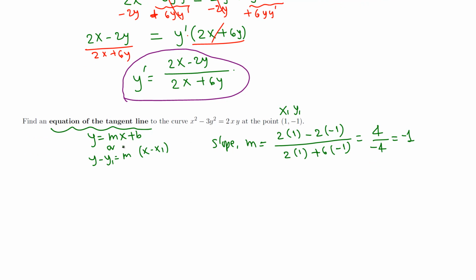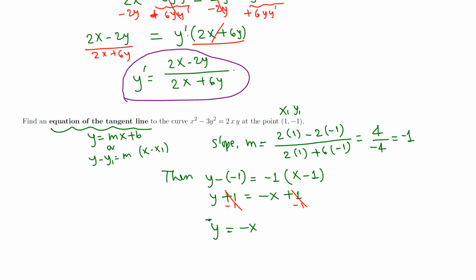Now you can use one of these two formulas. Okay, let's use the second for now. Then y minus y1, with the point x1, y1, is equal to the slope, which is negative 1, times x minus x1, which is 1. Let's simplify. This is y, negative minus, plus 1, equals, we need to distribute negative 1, so negative x, negative 1, negative positive 1, and finally we need to isolate y, so subtract 1 from both sides, cancel, oh this also cancels, so the final answer is then y equals negative x.